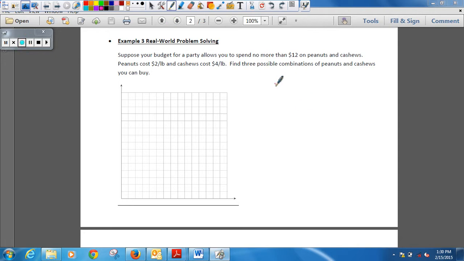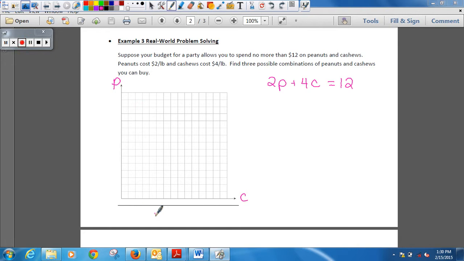I'm going to say P stands for peanuts, C stands for cashews, $2 for peanuts plus $4 for cashews, and I can only spend $12. And I'm going to make C and then P because I'm going to go in alphabetical order, just like my X and my Y. Make sure you don't think that's 14 now. My pen kind of jumped over there.